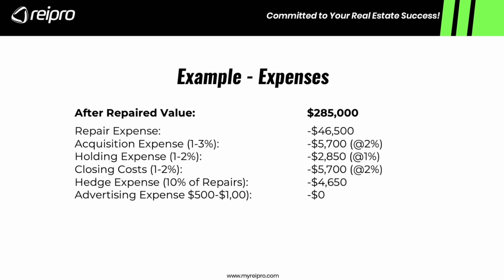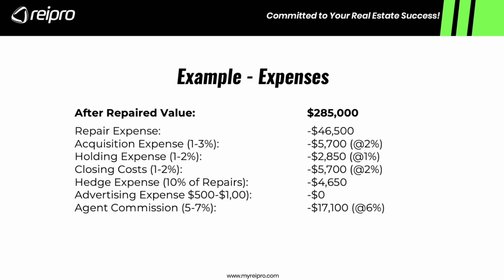Advertising expense, anywhere from $500 to $1,000, which I made a boo-boo there. It should say $1,000, but in this example, I'm going to just put 0. I do want to put in the agent's commission here. Obviously, a lot of rehabbers use agents to sell property. They sell more properties than anybody else. So I want you to include these costs.